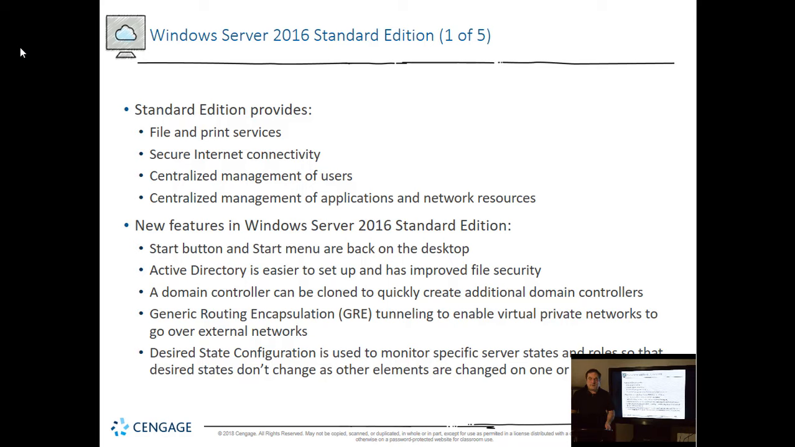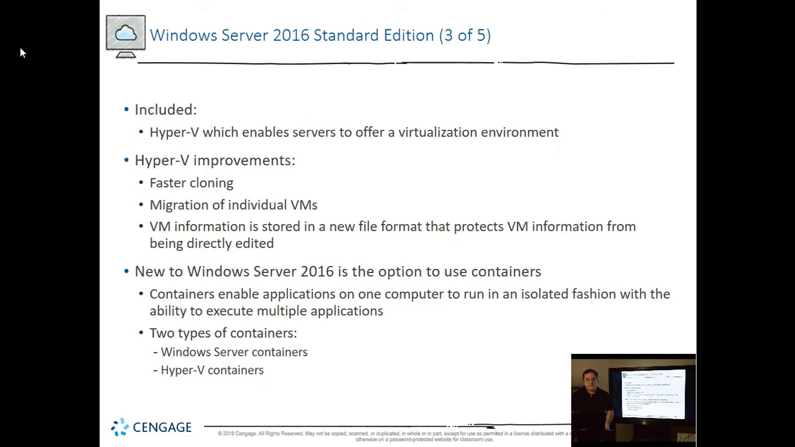New features in 2016 over 2012. The Start button and Start menu are back on the desktop, so that's a lot better. Everybody likes that. Active Directory is much easier to set up, and improved file security. So with every edition of Windows Server, you get a higher quality security. A domain controller can be cloned to quickly create additional domain controllers. It also provides other things like GRE, which we won't get to in this class, but in future classes.